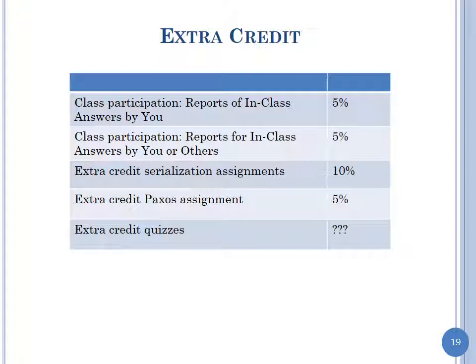Okay. So there is this civilization assignment that will be part of the extra credit, and there'll be an extra credit Paxos assignment too. So there'll be 2 assignments that will be extra credit. The other 2 extra credits have to do with class participation.